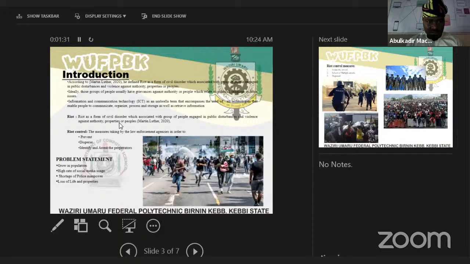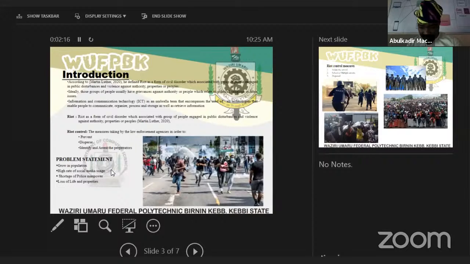civil unrest, according to Martin's Luther 2020, which leads to violence and other disorder. So riot control is nothing but preventing such activity and making sure that such a crowd is dispersed, or the perpetrators in the act are arrested, as just happened at the end of the riot of the NSAS. We realized that some of the ICT means was used to apprehend some of the perpetrators.